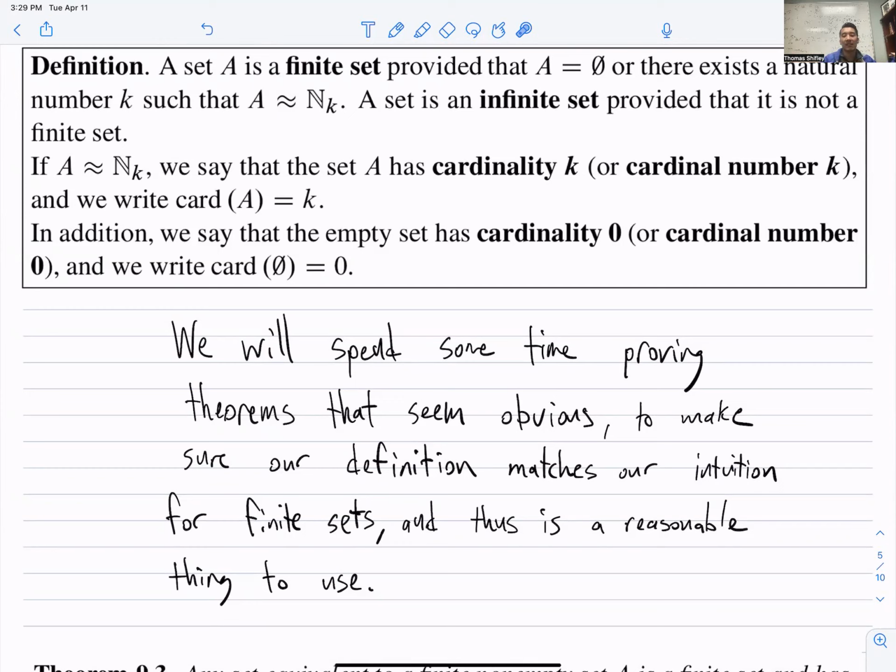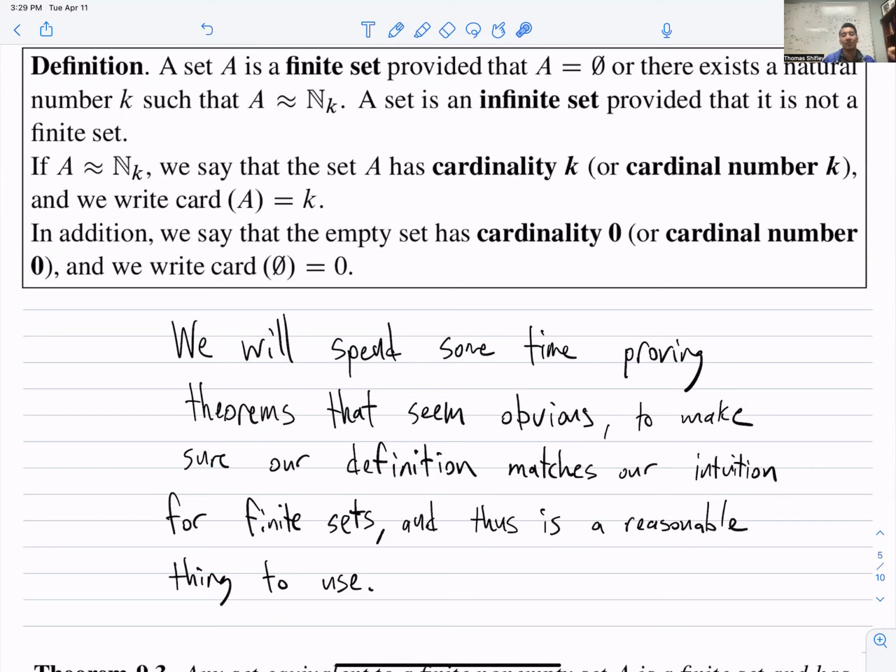The issue is that if we just say we want to count things and just do it willy-nilly, we don't really have a good way to do that with infinite things. But this idea of using bijections is something that makes total sense in an infinite setting, and it matches our intuition in the finite setting.